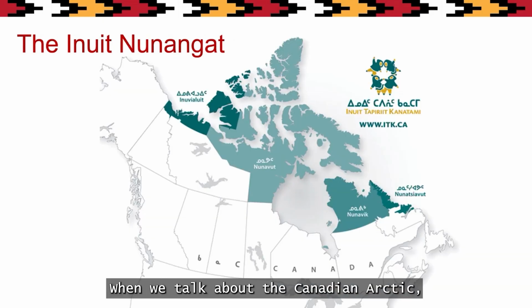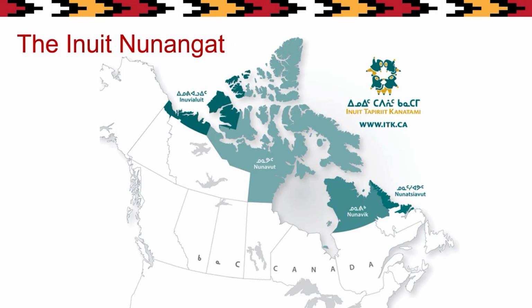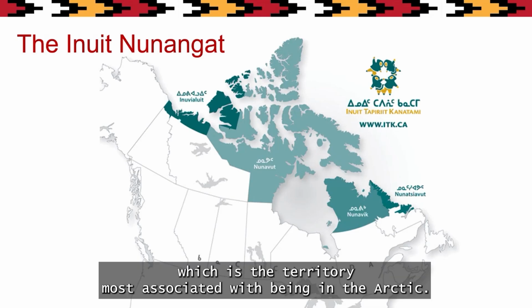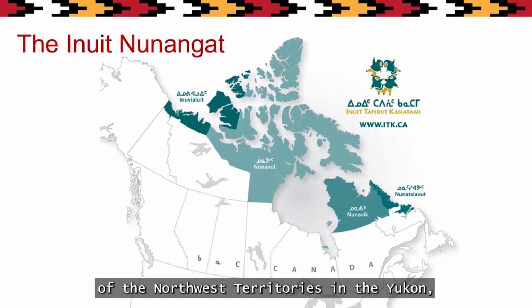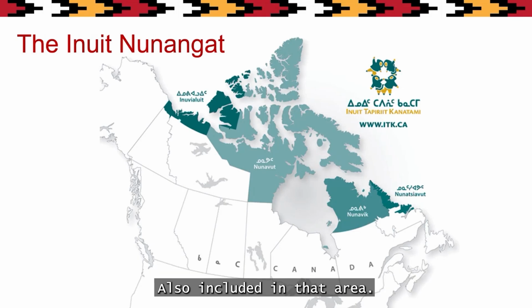When we talk about the Canadian Arctic, we actually talk about it in a couple of different regions. First of all, in the center, we see Nunavut, which is the territory most associated with being in the Arctic. We also have the northwestern parts of the Northwest Territories and the Yukon, as well as the northern regions of Quebec and Labrador, also included in that area.